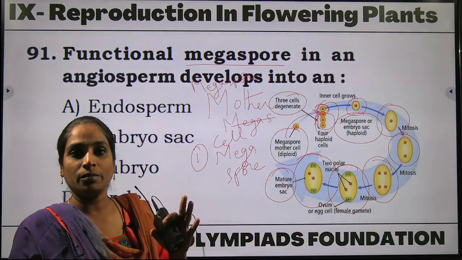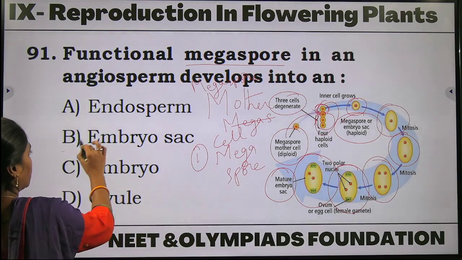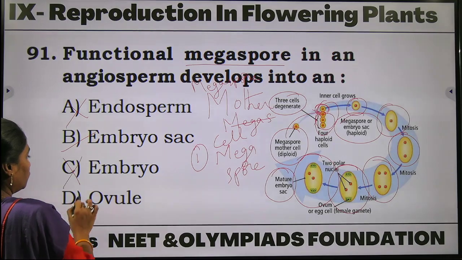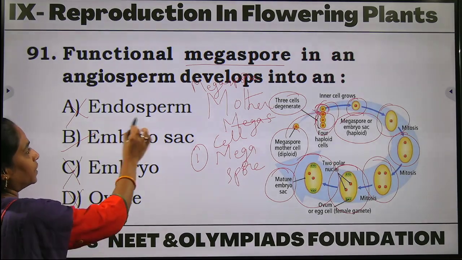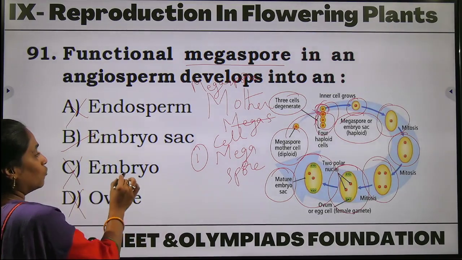The functional megaspore will ultimately form an embryo sac, not the endosperm, not the embryo and not the ovule. What is the endosperm? The resultant of a second fertilization. And what is the embryo?